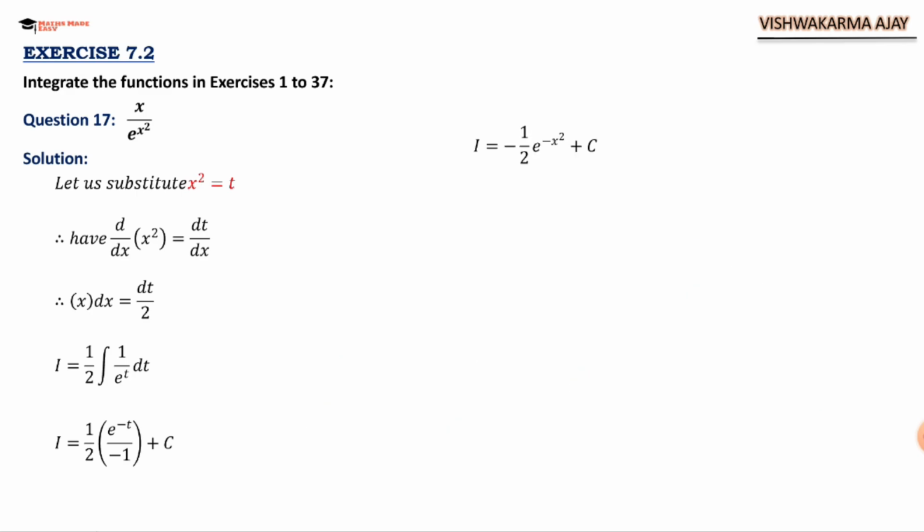But don't forget to resubstitute the value of t. The value of t is x square. So I am going to substitute here. Instead of minus t, I will get x square. Okay.